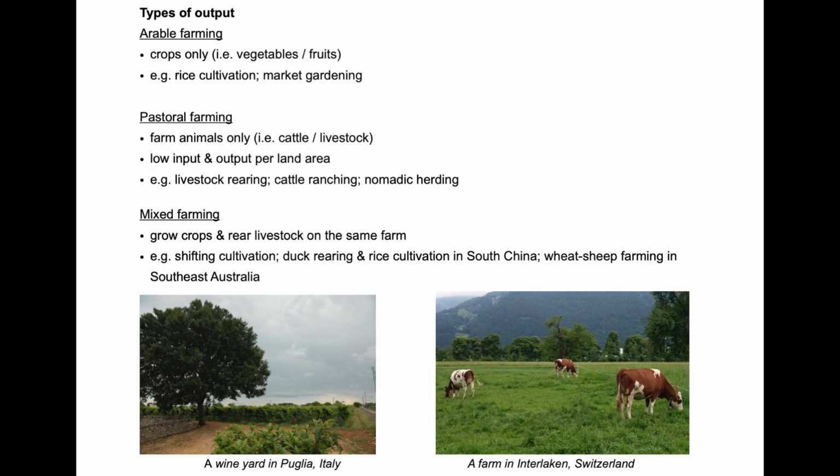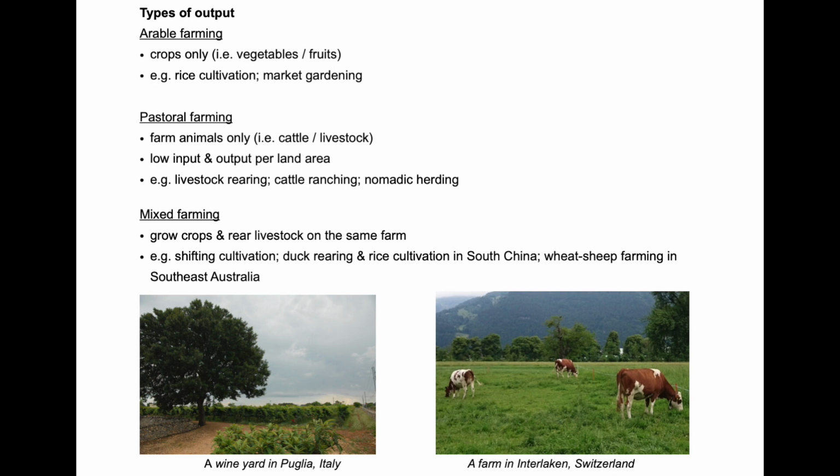Next one, we have the types of output. So usually three types. Arable, crops only. So there's no animal. For example, rice cultivation, growing fruits, corn, vegetables. These are arable farming. Tea leaves, coffee beans. These are all arable farming.